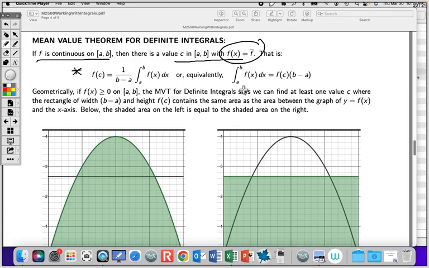Or another way to think about it is you can look at the value of the definite integral being the average times the length of the interval, b minus a.